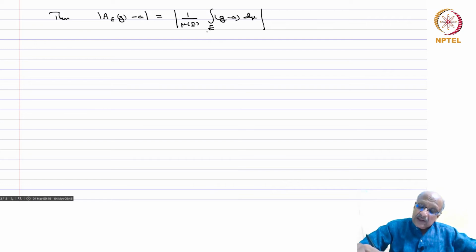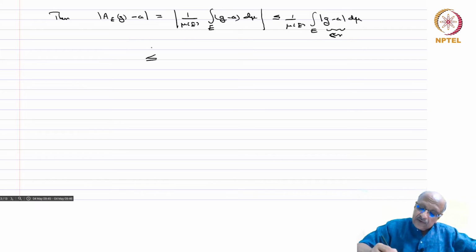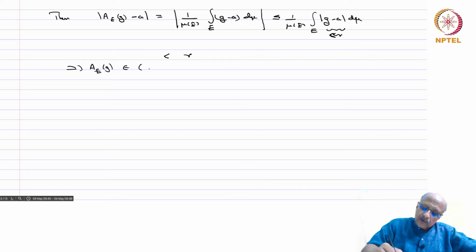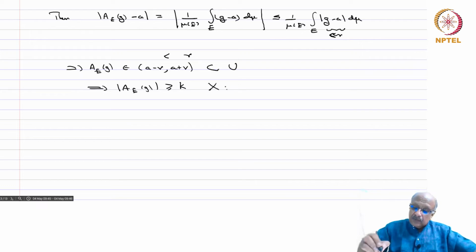But because we are in E, mod G minus A is less than or equal to R, so this is less than or equal to 1 by mu E integral over E mod G minus A d mu, but this is less than R, and therefore you have that this is strictly less than R. Okay, so this means that the average over E of G also belongs to A minus R, A plus R. Okay, and that is contained in U, and this implies that mod of the average over E of G is greater than K, which is a contradiction because you are told that for every set of positive measure the average is less than or equal to K. So this implies that mu E equal to 0.